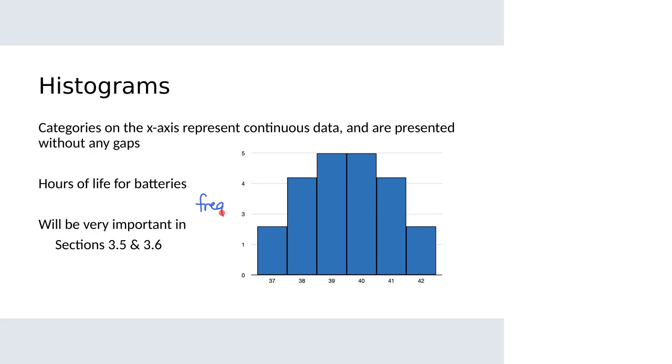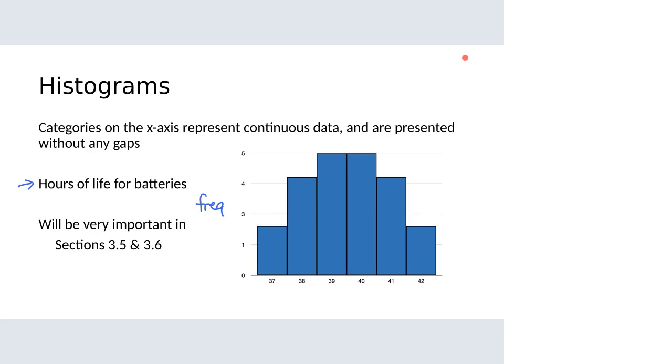Let's say here we have hours of life for batteries. So batteries were tested to see how long they would last, and however many hours they would last is what we see in our bar graph here. For 39 hours, we had 5 batteries that lasted 39 hours. We had 5 batteries that lasted 40 hours. And that's what we can see here in this particular graph.